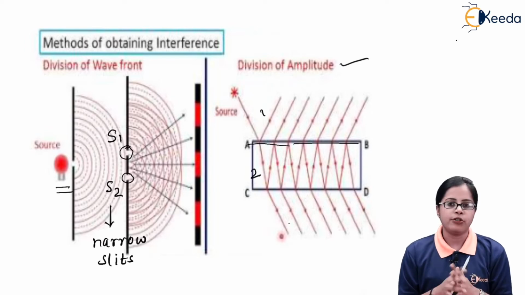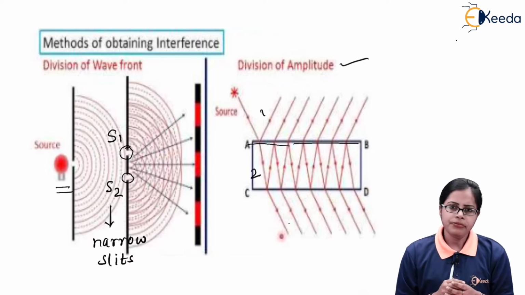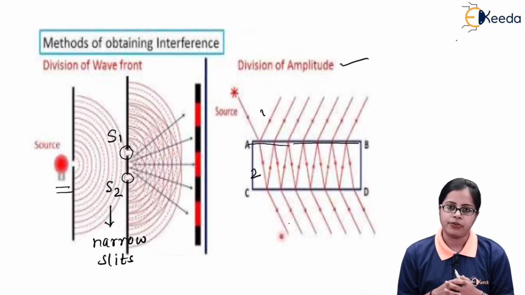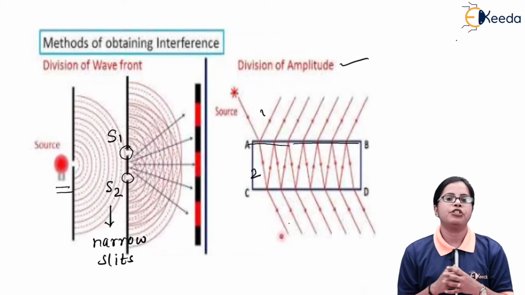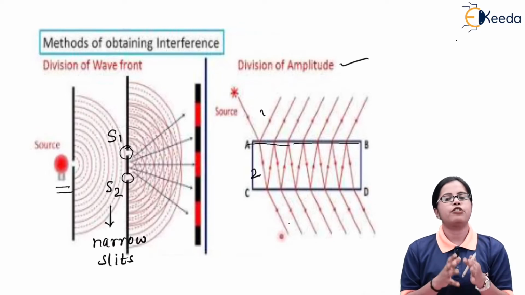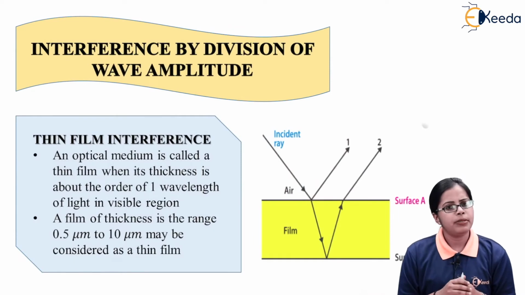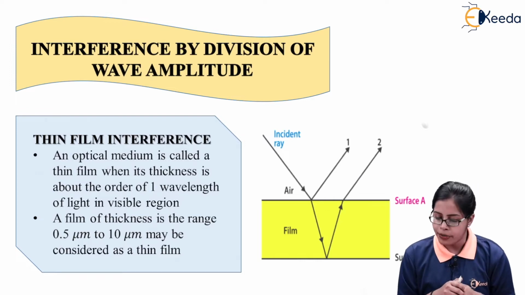Now, in this whole video, we are completely going to talk about thin film interference. And please remember, thin film interference is obtained with the help of division of amplitude. So, when you consider the method of division of amplitude, in that we talk about thin film interference. As we are talking about thin film interference, we need to consider the second method of obtaining interference, that is the division of amplitude.